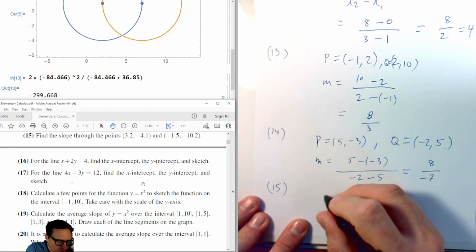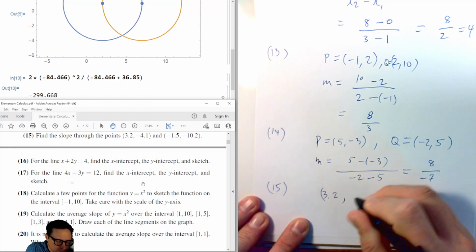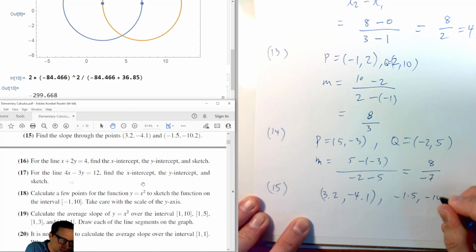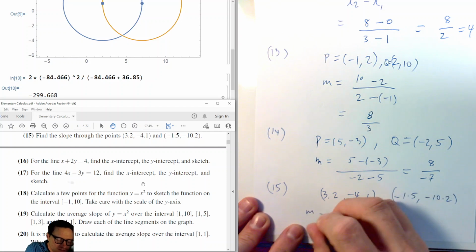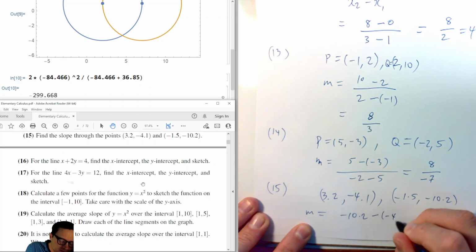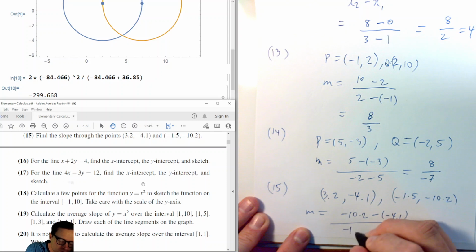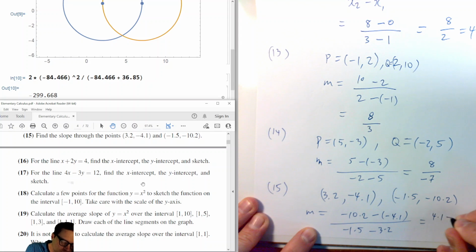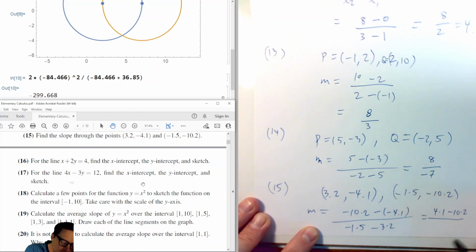Find the slope through the points (3.2, -4.1) and (-1.5, -10.2). Okay, that slope is minus 10.2 minus 4.1 over minus 1.5 minus 3.2. And so we get minus 10.2 plus 4.1, so 4.1 minus 10.2 over, now I can clearly see this sum is minus 4.7.